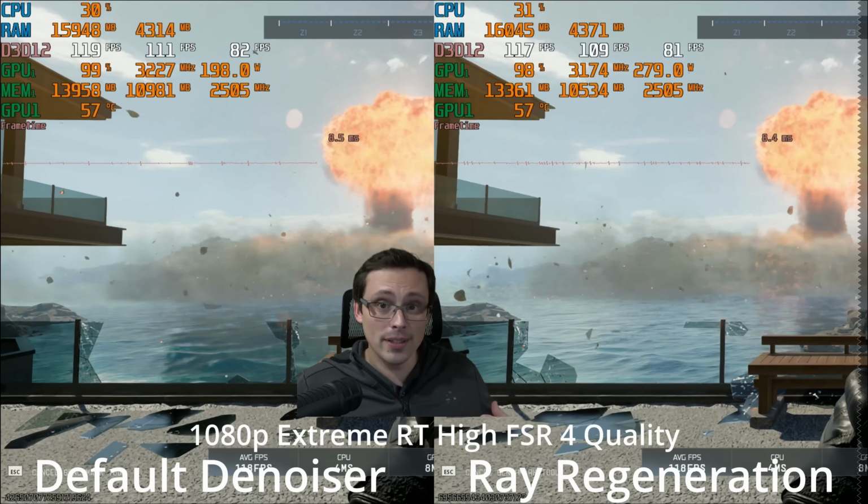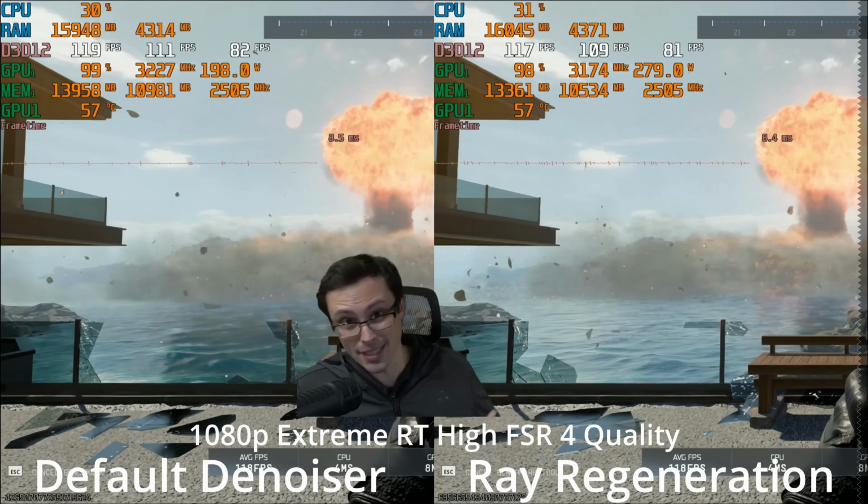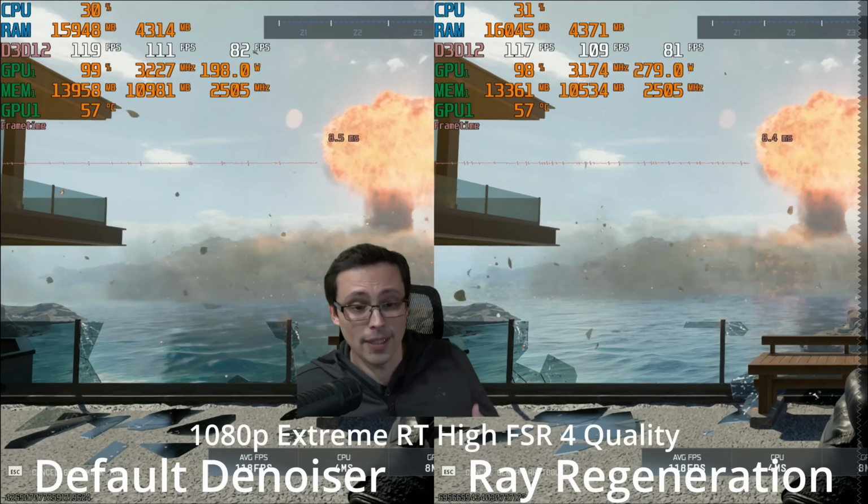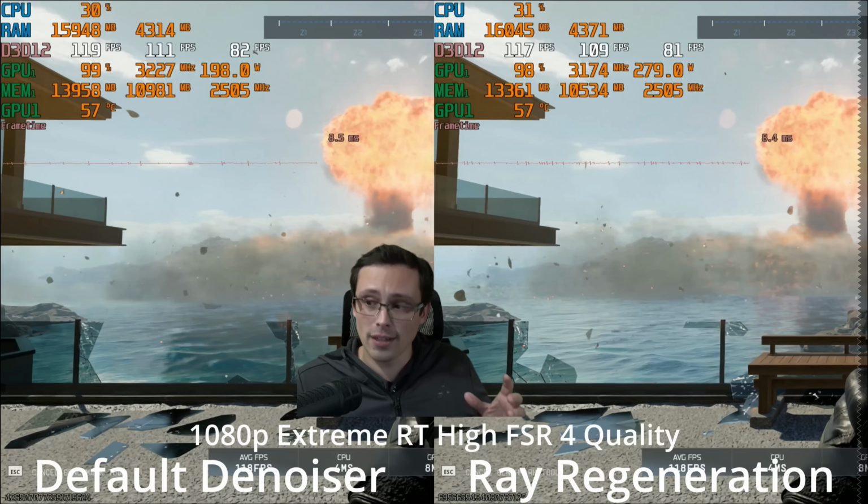This is also not a comparison against ray reconstruction. I haven't looked to see if I plugged in an NVIDIA GPU, if we would get ray reconstruction here. And then there would also be the difference between the FSR4 upscaling versus DLSS upscaling anyway. So really that would turn into a more complicated thing. But overall thoughts from what we saw here.